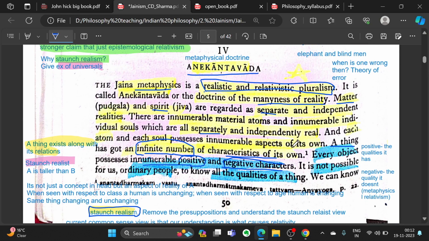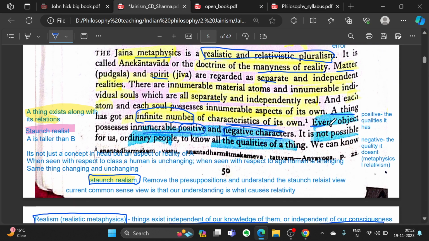So I think now you can appreciate both these lines, this and this one. Let's come to the next line. It is not possible for us ordinary people to know all the qualities of a thing. Of course, because there are infinite number of qualities, and we are finite, we have limited ability to process, we cannot know all the qualities of a thing.